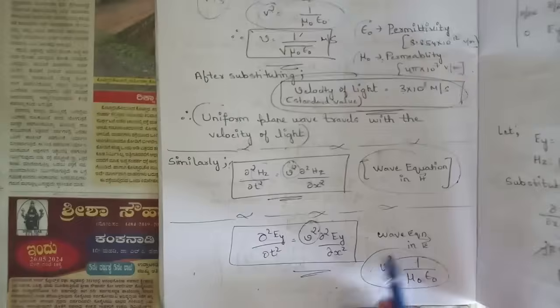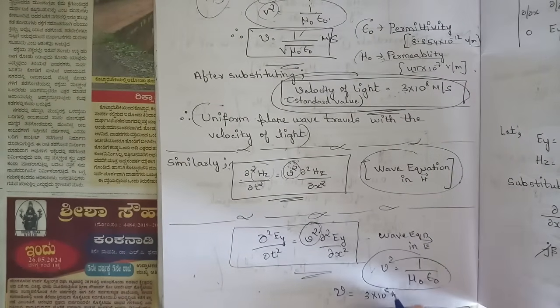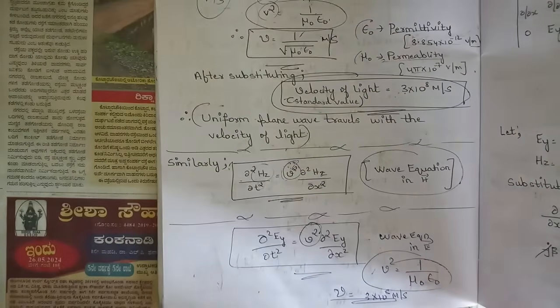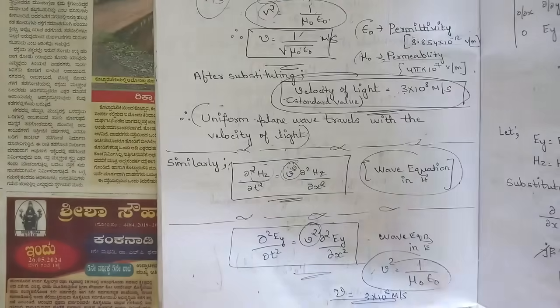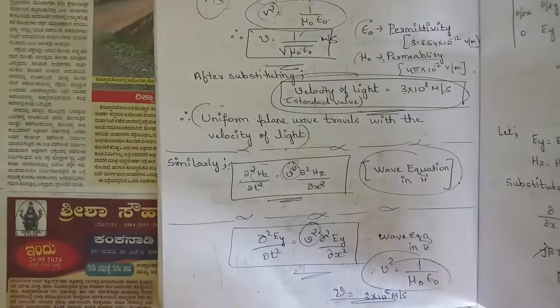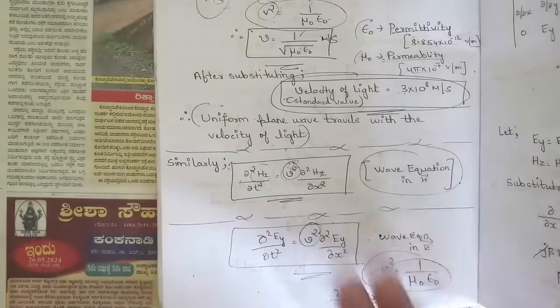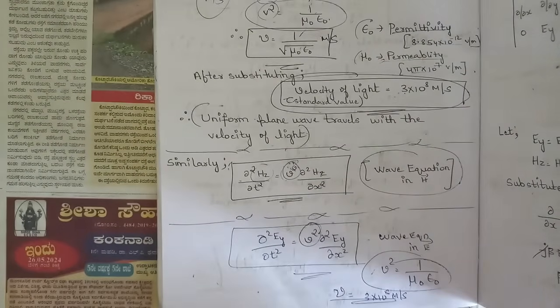If we solve this v², the standard value of the velocity of propagation of light is 3 × 10⁸ meters per second, which you might have heard before. These are the two wave equations, in terms of the electric field as well as the magnetic field, for a given direction of propagation. Note that all of this is in free space, not in a particular medium.